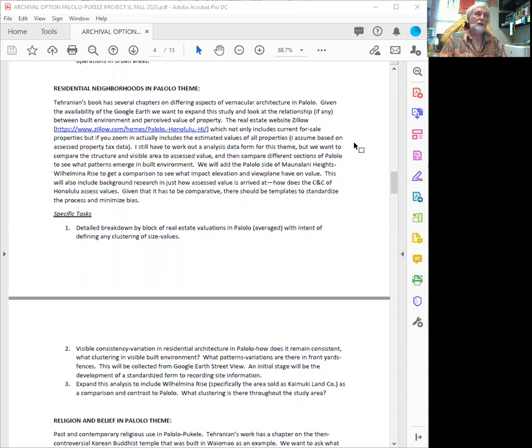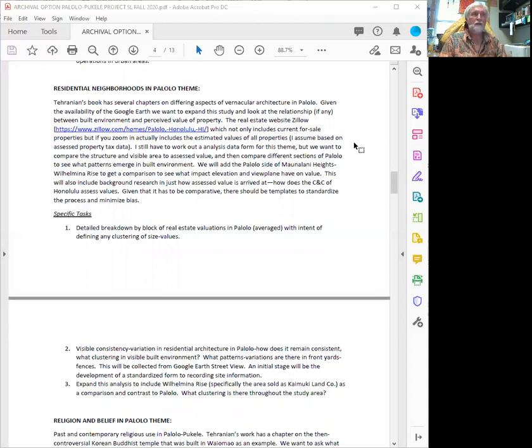The other thing, which is actually a little more surreal, is the website Zillow, which I've got here in the proposal outline. When you zoom in, it actually has the value of every property on the island, including all of Palolo. So how much each house is worth, what size it is in terms of bedrooms, and who owns it. For this part, we're not really interested in who owns it so much. I'm not sure how we could use that data.